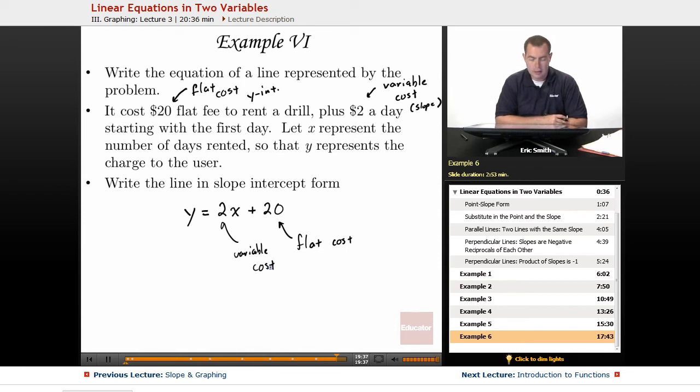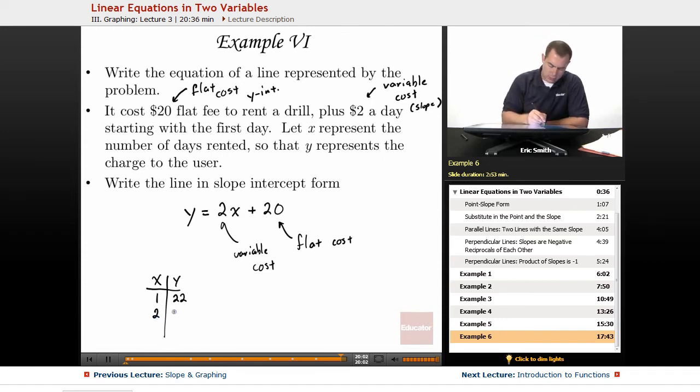Now what we're left with here is the equation of a line, but it represents how much we end up charging the person. And we can see this by just substituting in some values. So suppose they rent this drill for 1 day. Well, it'd cost $2 for that day plus the $20 flat fee. Cost them $22. If they rent it for 2 days, we can put that in for X. So $4 for the variable cost plus that $20 flat fee, $24.